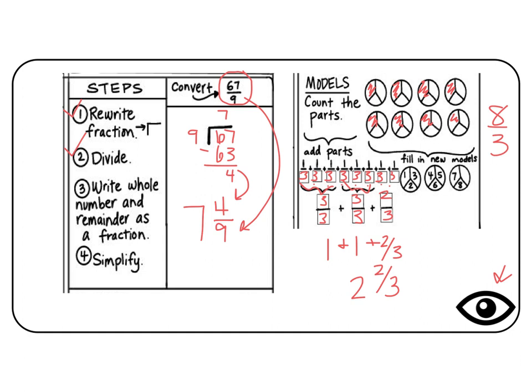We could also take those thirds, and instead of putting 1 in each of them, I could fill them in 1, 2, 3, 4, 5, 6, 7, 8, which tells me that I have 2 wholes and 2 thirds left over. So we can divide or we can draw pictures. Let's keep going.